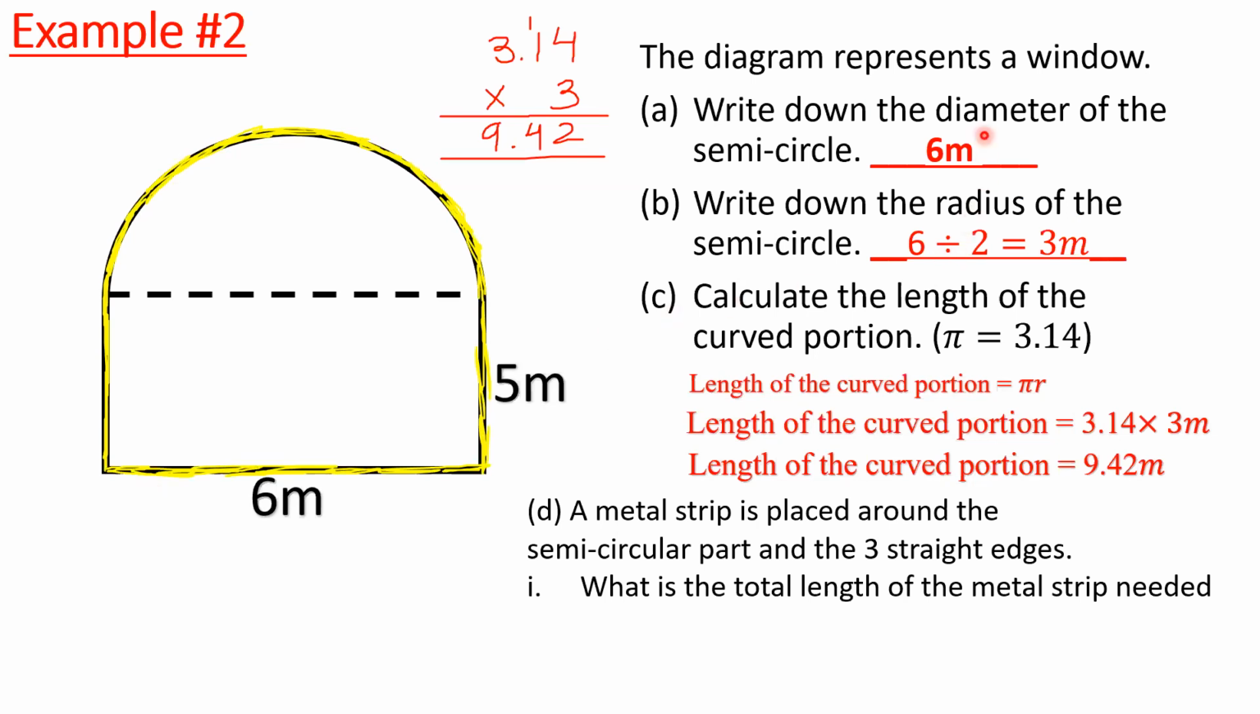Do you understand how we got the diameter? Do you understand that the diameter is 6 centimeters, Joseph? Okay, good. You understand that the radius is half of the diameter, which is 3. Good. Now for the curved portion, we have to use pi r. That's the formula that you always use for the curved portion, this part right here.